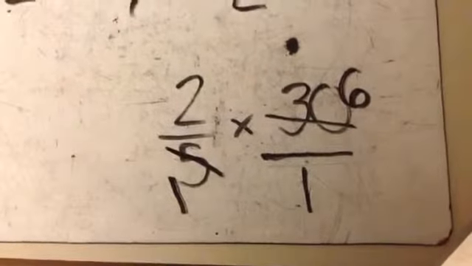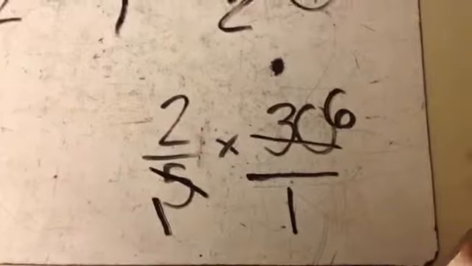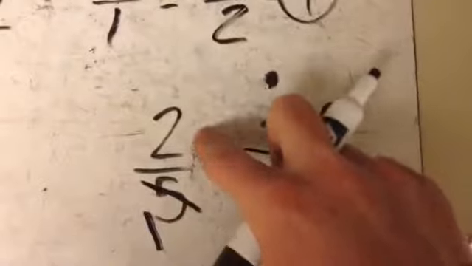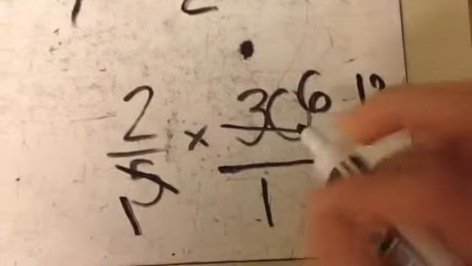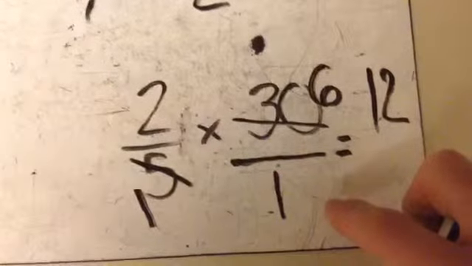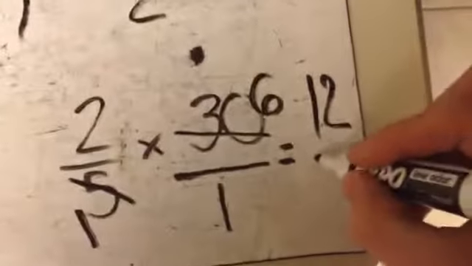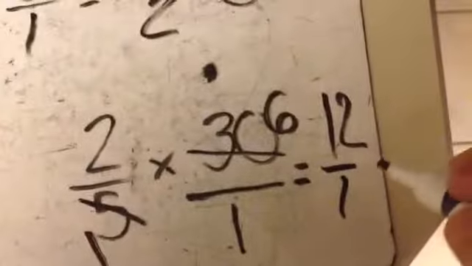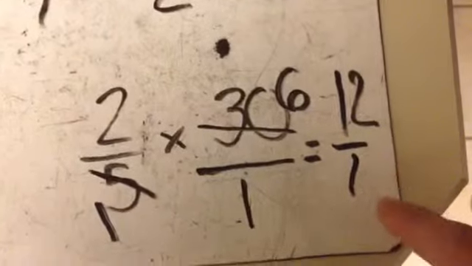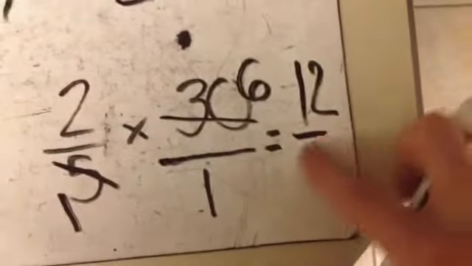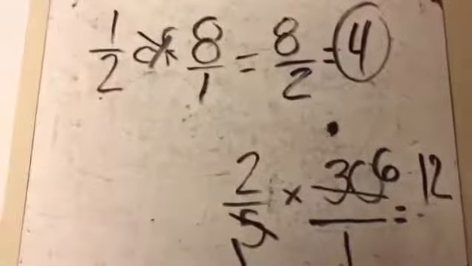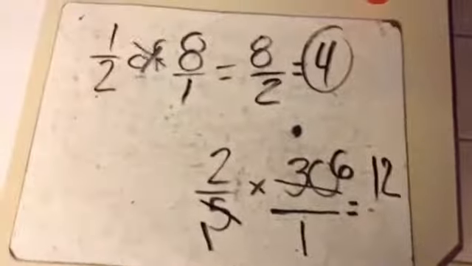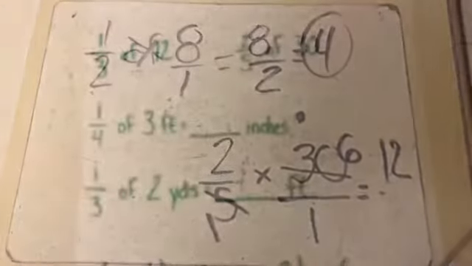Alright, and I apologize, I'm trying to film and do the math at the same time. Now you just multiply straight across. 2 times 6 would be 12. In this case, 1 times 1 is now 1. So 2/5 of 30 would be 12 over 1, which 12 divided by 1 is 12. Alright, so those are some examples from the first page of the study guide.